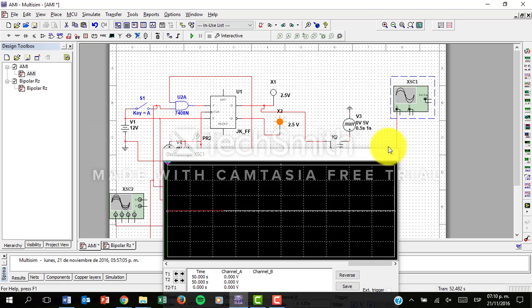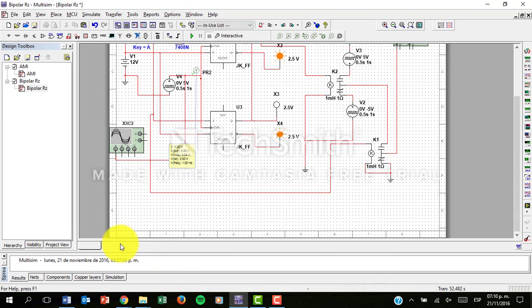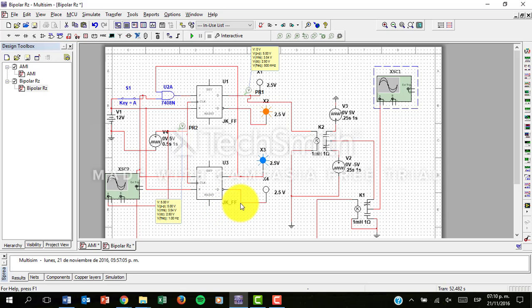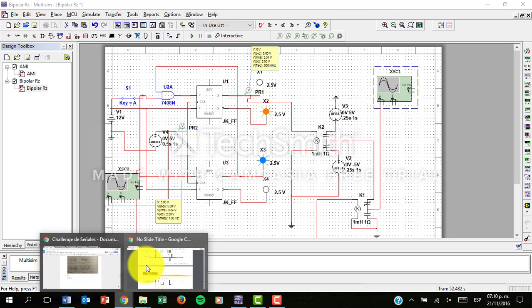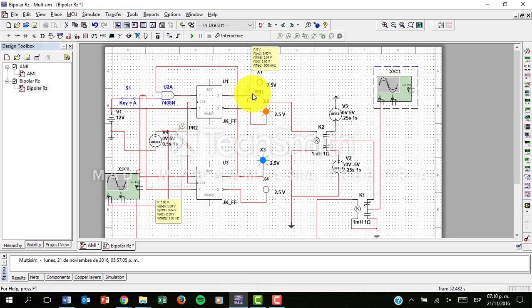So this is basically it. This is the AMI line code, and the bipolar line code is exactly the same thing, just that our clock signals are going to be just half, in order to create what I said was half the pulse. That's the only difference between these two.